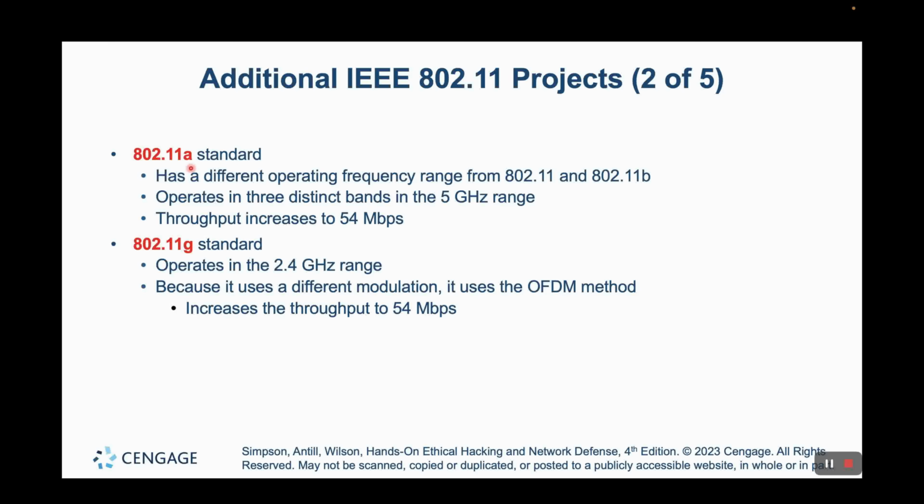And we have the A standard, which has a different frequency range from 802.11b. It uses the 5 gigahertz range and improved the speed to 54 megabits per second. The G standard operates in the 2.4 gigahertz range. It uses a different modulation, the OFDM method, and increases the throughput to 54 megabits per second.